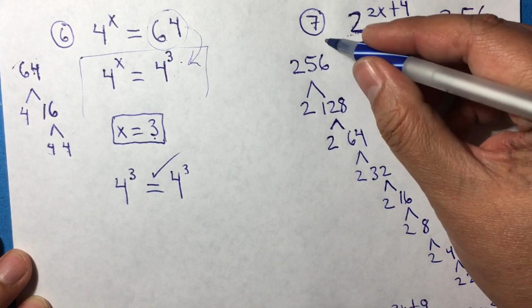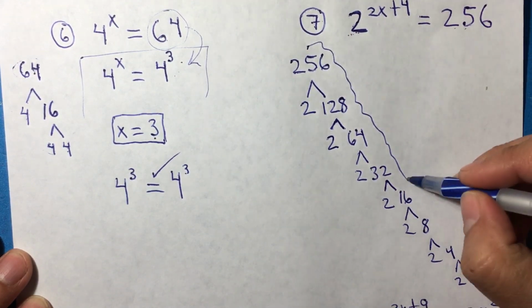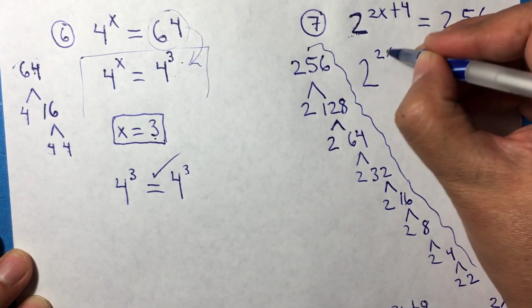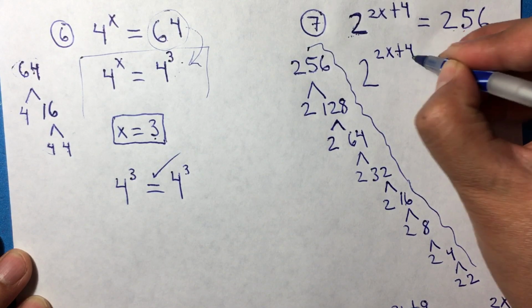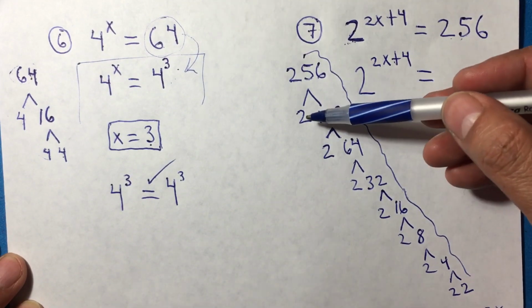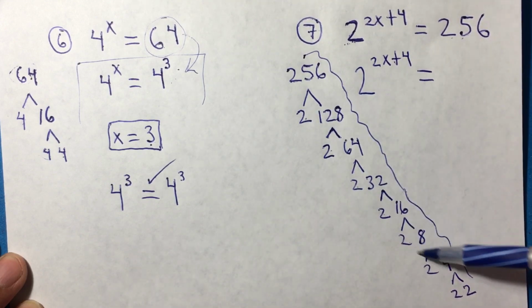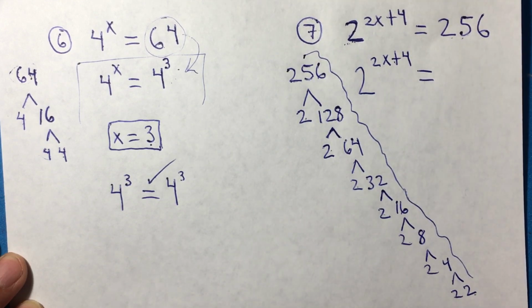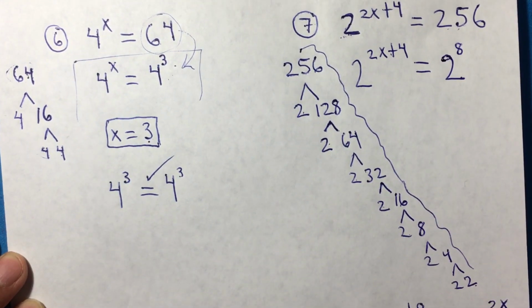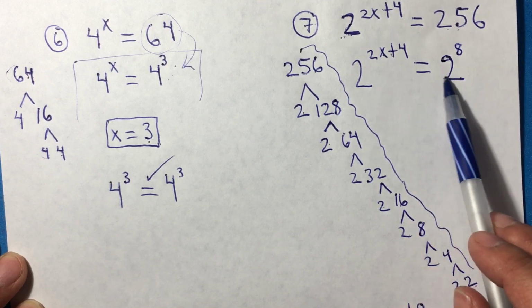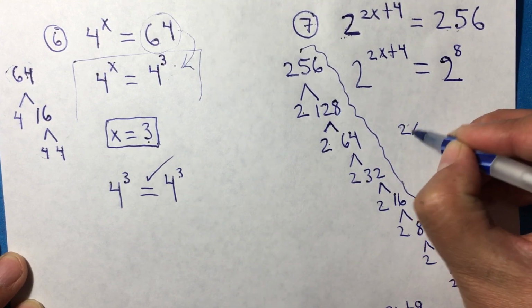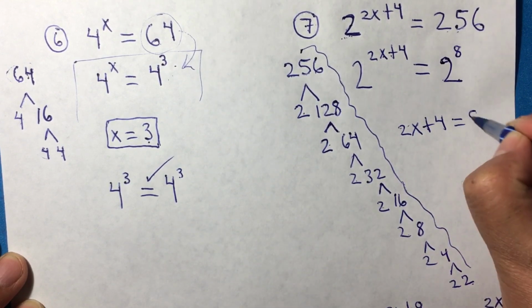So we rewrite this one. Let me just separate it. So we rewrite this as 2 to the 2x plus 4 equals, instead of 256, I'm going to count how many 2s. So 1, 2, 3, 4, 5, 6, 7, 8. So that's 2 as the base, and then to the 8th power. Now I have the same base. Now I can create an equation in here. So it's 2x plus 4 equals 8.